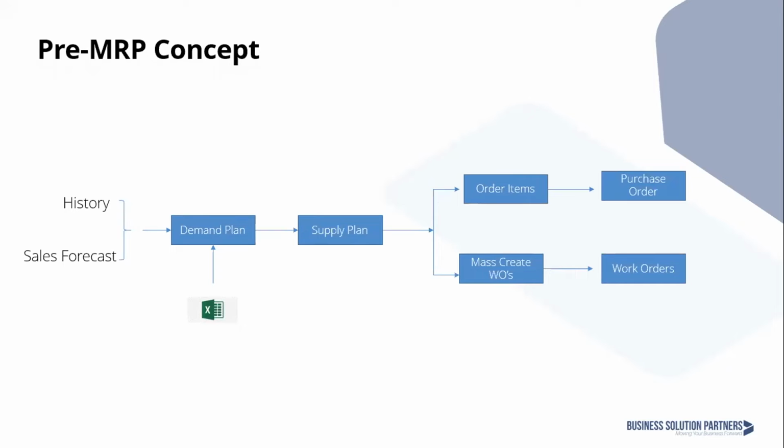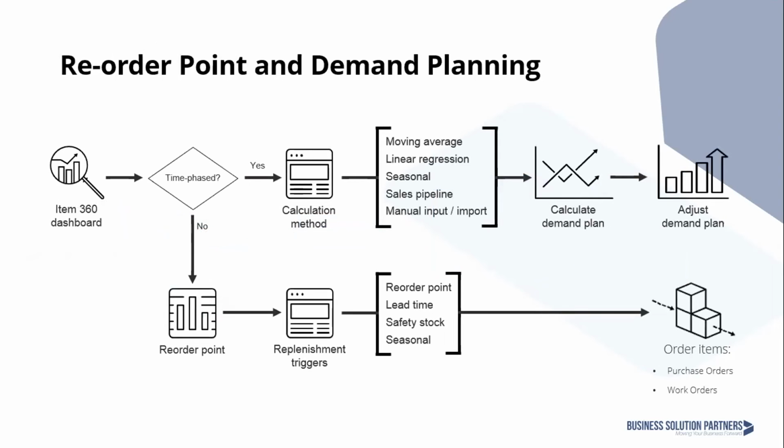Before material requirements planning was introduced, if you are using demand and supply plans within NetSuite, or have used them in the past, you are familiar with historical transactions and sales forecasts that you can bring in to create your demand plan. That feeds into the supply plan, which is then used to generate purchase orders or manufacturing work orders.